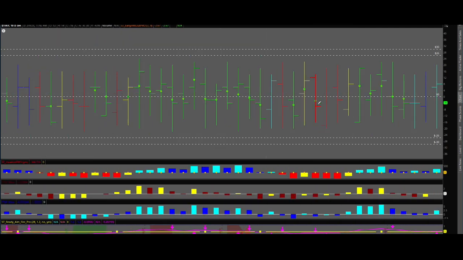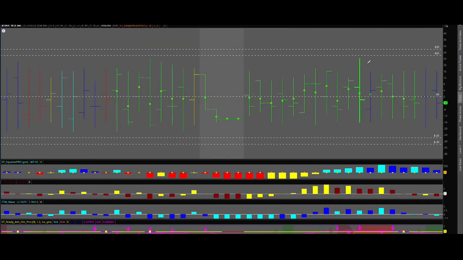That's the setup for Ticky C. Super simple. Just need a 30, 26, negative 26, negative 30, and you're good to go on that one.